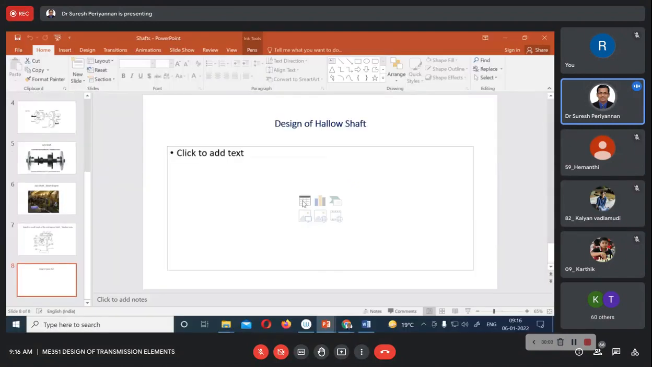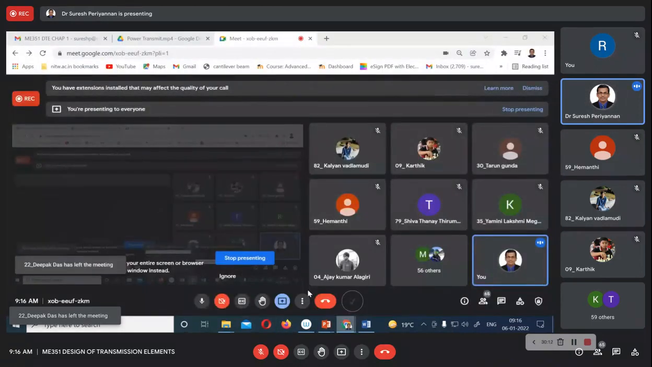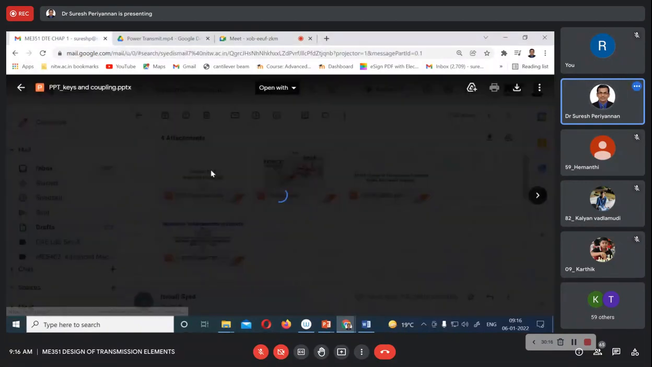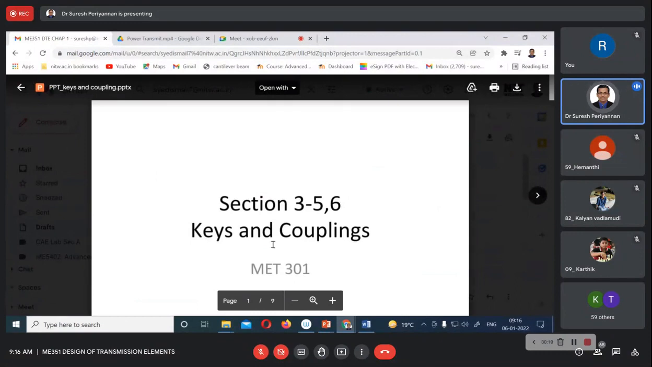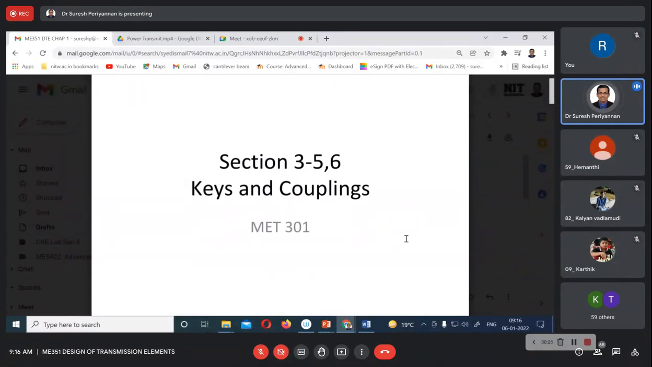Now I come to our regular discussion, shaft design. One more thing I'd like to show you, line shaft keys. In the video I've shown you the keys and coupling. Just keep in mind, later when we discuss it, it will be very useful.